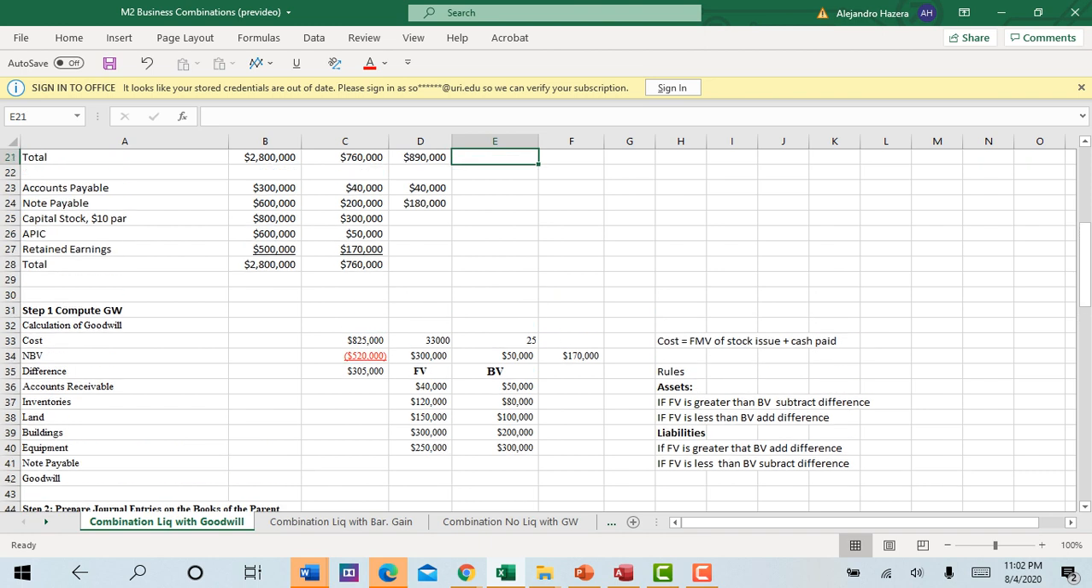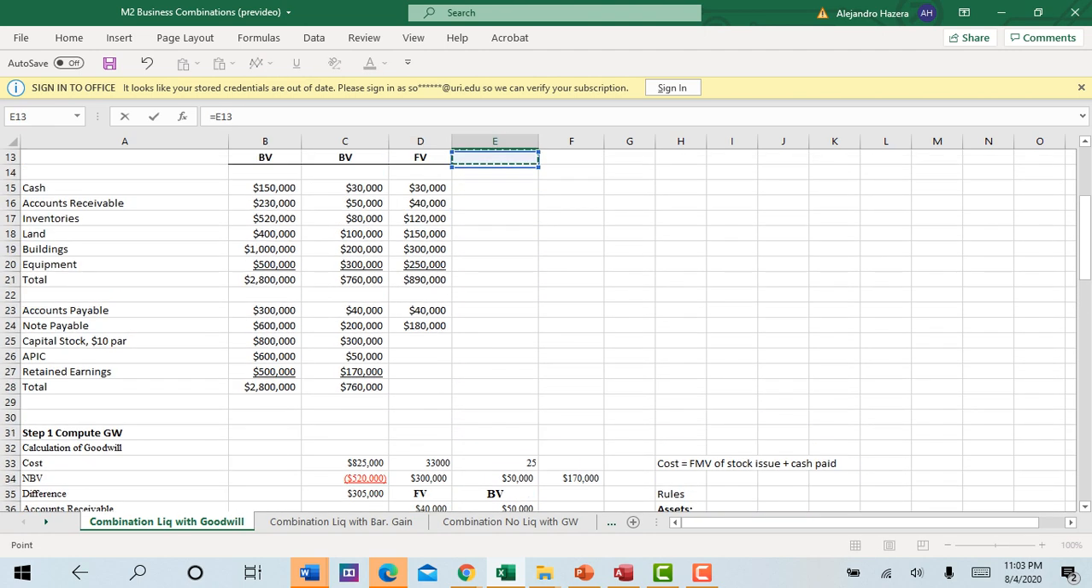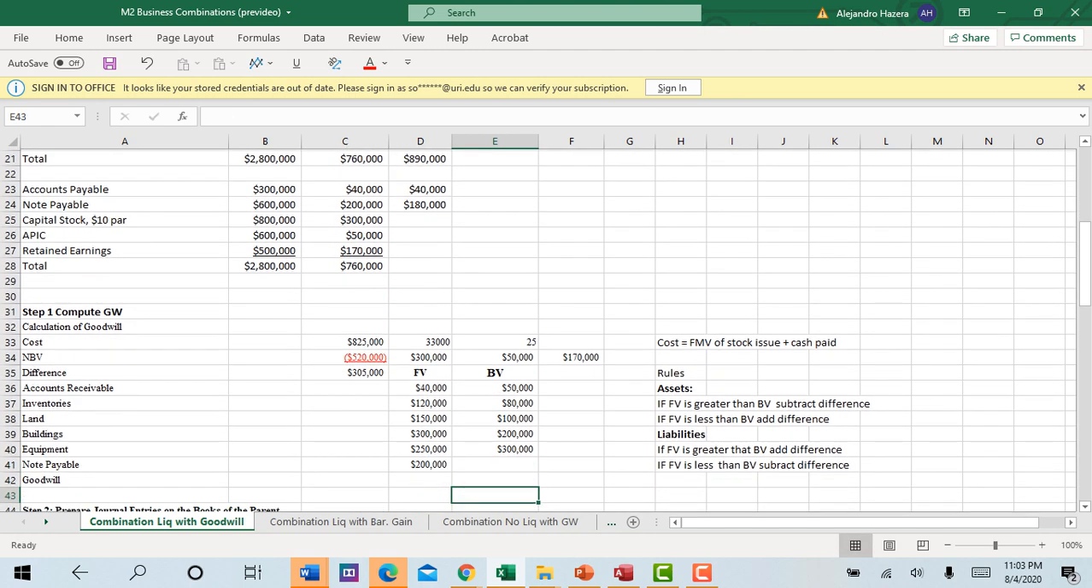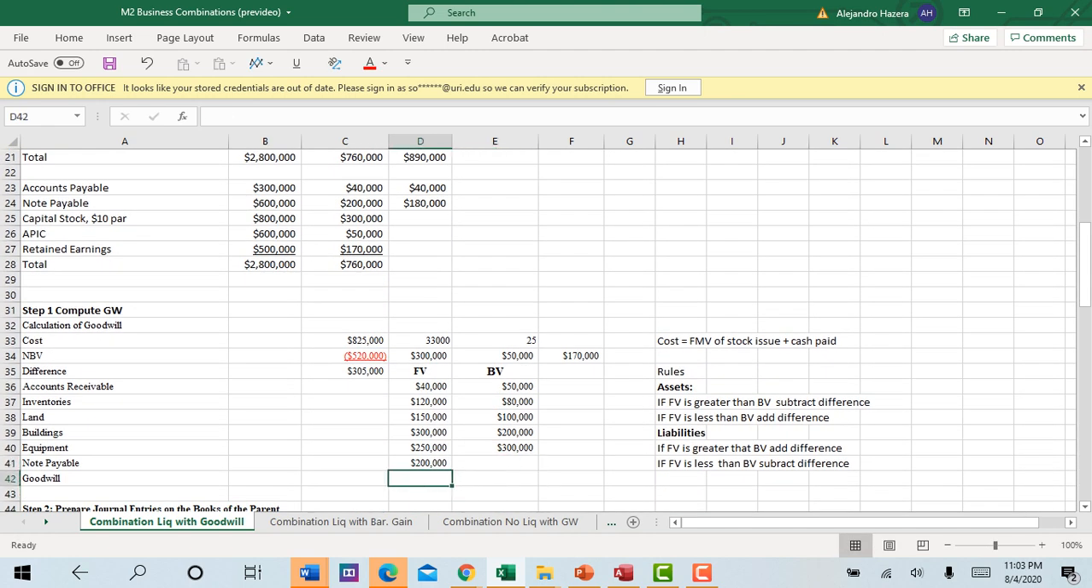Okay, now we have to not only do that for the assets, we also have to do it for the liabilities, because you can't buy a company's assets without buying their liabilities. Nobody's going to let you do that. Okay, so accounts payable is the same, so that's not going to make a difference anyway. So the only amount that's different for liability is the notes payable. The fair value is 180, and the book value is 200.